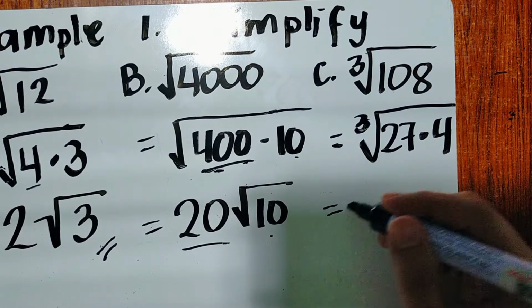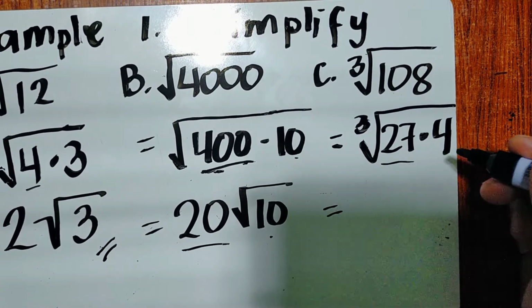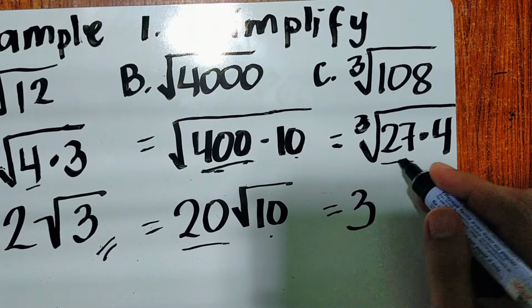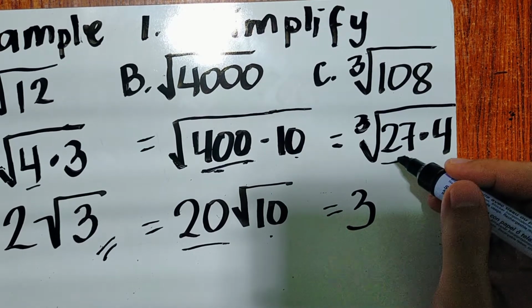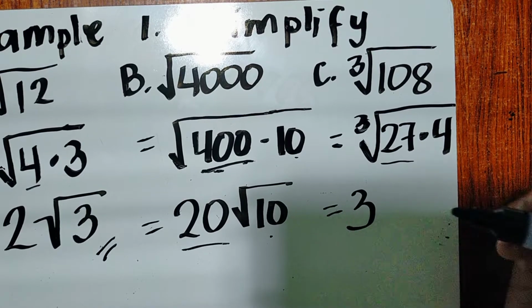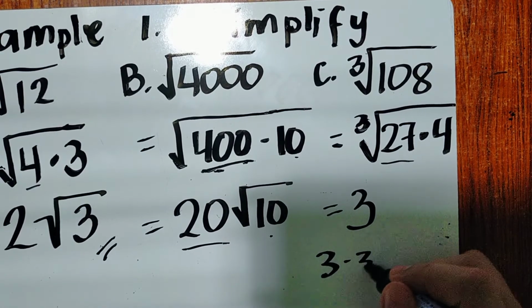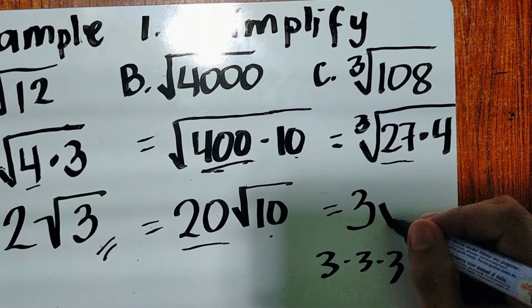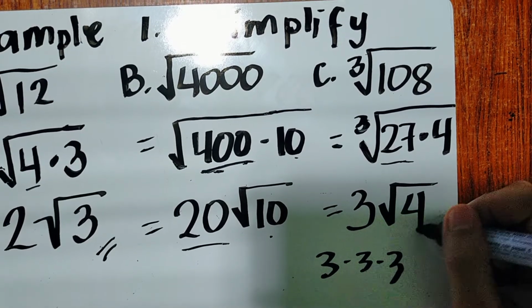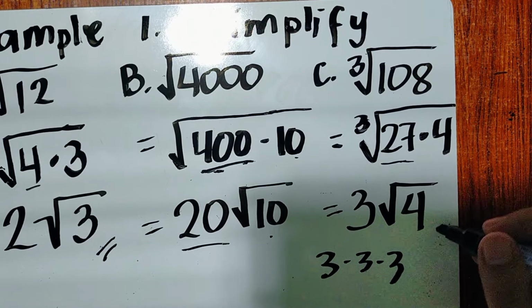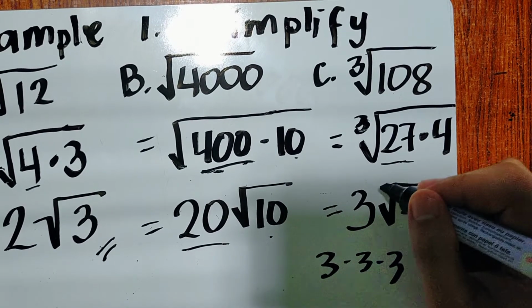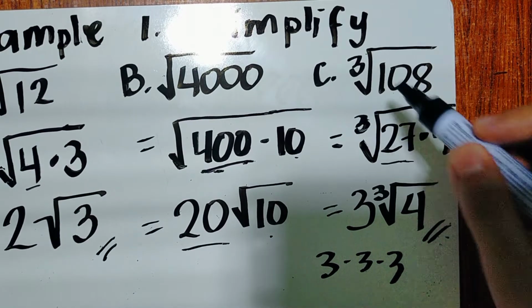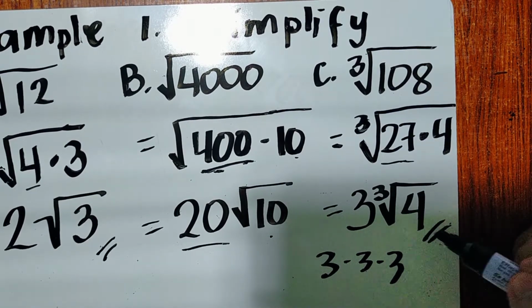Okay? Ibig sabihin, pwede nating ilabas yung 27, which is 3. Bakit naging 3? Because the cube root of 27 is 3. Paano nangyari? 3 times 3 times 3, the answer is 27. And ang natira sa loob is 4 na lang. Okay? So, the answer is 3 cube root of 4. Huwag kakalimutan kung ano yung index natin, siya yung hanggang sa dulo. Okay?